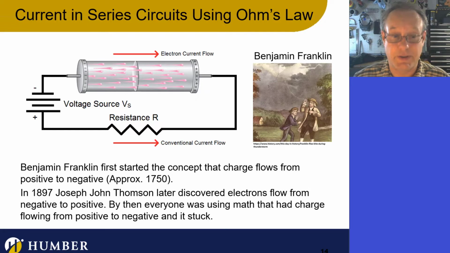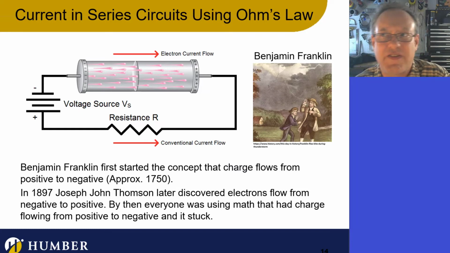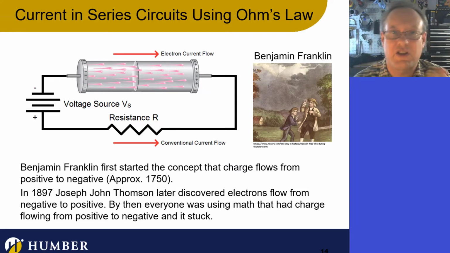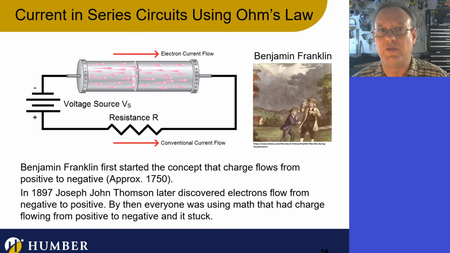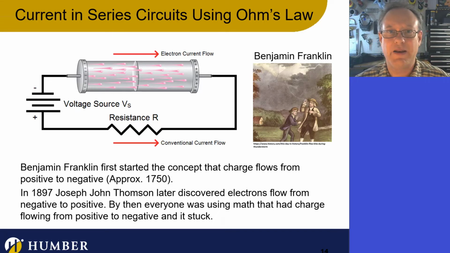So J.J. Thomson, back in the late 1800s, looked at these things. He discovered the electron, which is pretty cool. He realized the electron is a negative charge, and the electrons are the things that are actually moving in the circuit. And then he realized that Ben kind of got it wrong. So he figured that out.